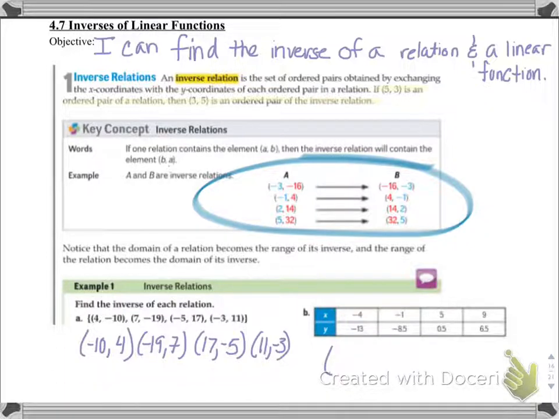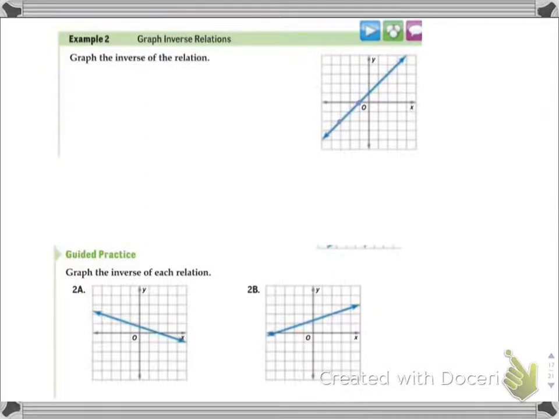We had (-5, 17), then we have (17, -5). And we have (-3, 11). The inverse would be (11, -3). Same thing if they have it in a table format. Just switching the points. So instead of (-4, -13), it's now (-13, -4). Instead of (-1, -8.5), the inverse is (-8.5, -1). Same thing with (5, 0.5) and (9, 6.5). We're switching the x and y coordinate.